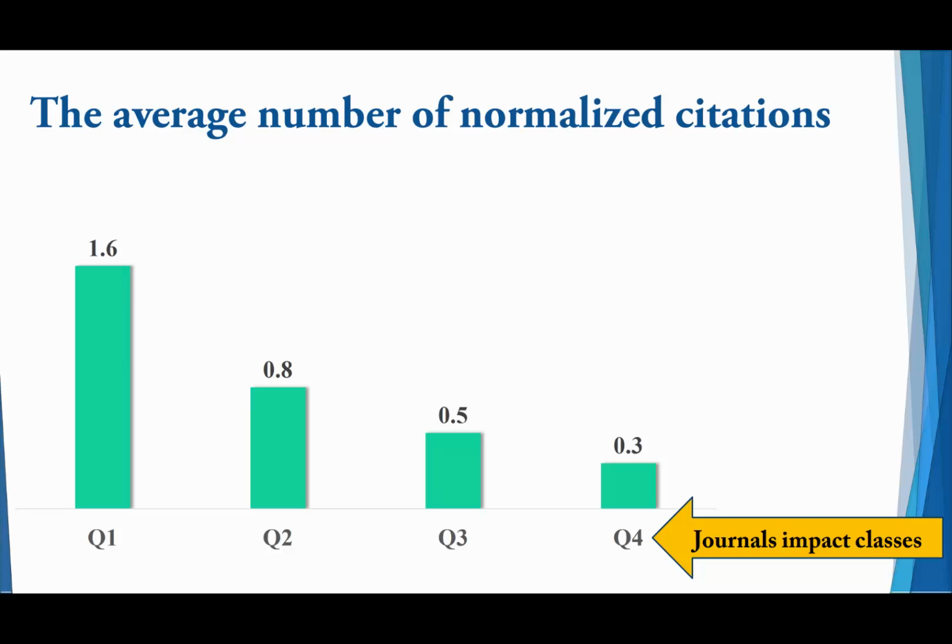The number of normalized citations per paper for Q1 journals is 1.6, which means that papers of the Q1 journals are 60% more cited than the global average. Papers of the Q2 journals are 20% less cited than the global average, and papers of the Q3 journals 50% less cited than the global average. Similarly, papers of the Q4 journals are 70% less cited than the global average.